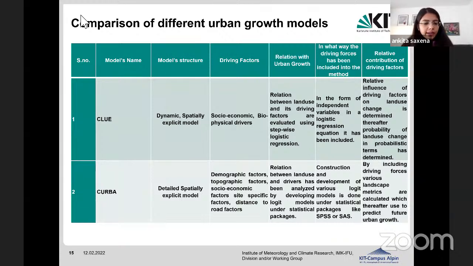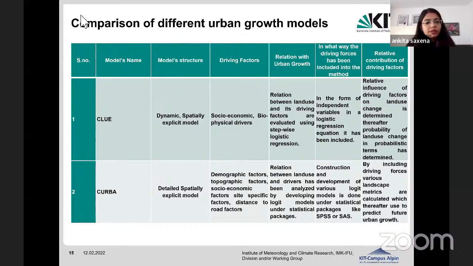Curva is another detailed, spatially explicit model. It is considering demographic, topographic, socioeconomic factors, and some proximity variables also. It is also establishing the relationship between urbanization and explanatory variables using logit models and some statistical packages. And it is also not giving us long-term projections and also not giving us the spatial maps. That's the limitation with this model.